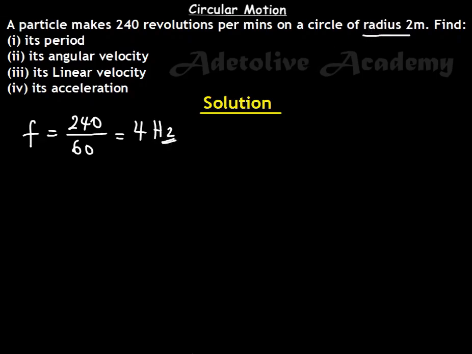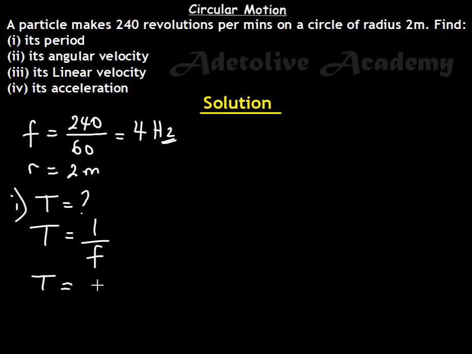We're also given the radius of 2 meters. Then let us calculate number one, its period. Period capital T is equal to question mark. Now period is given by 1 over frequency. So T is equal to 1 over the value of frequency, which is 4. So 1 over 4 is equal to 0.25 seconds. With this, we've solved for the value of period.